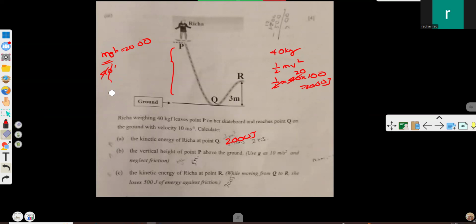So m is 40, g is 10, into h is equals to 2000. This goes 4 ones, 4 5s are 20. So h is equals to 5 meters. So she's at 5 meters height.